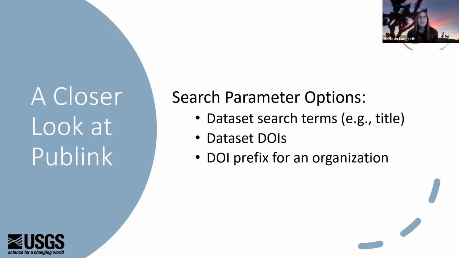So let's take a closer look at PubLink and how it works. PubLink can accept 3 types of parameters to search for relationships between data citations and publications. So first, the dataset search term, such as the dataset title. Next would be the dataset DOI. And then finally, it can search for a DOI prefix for an organization or repository. And I'll show examples of each of these in the following slides.